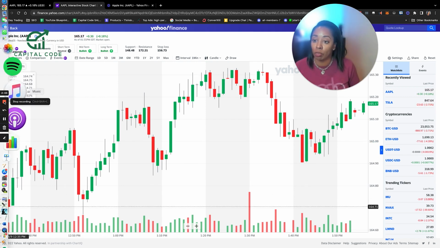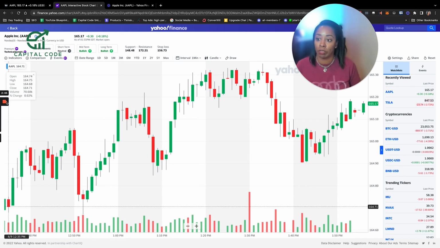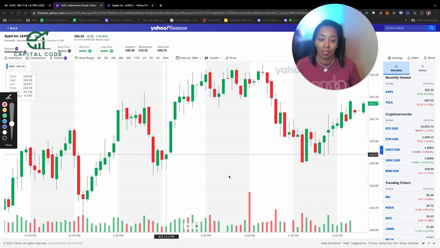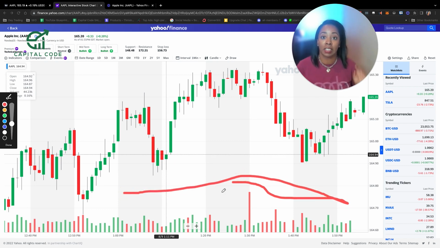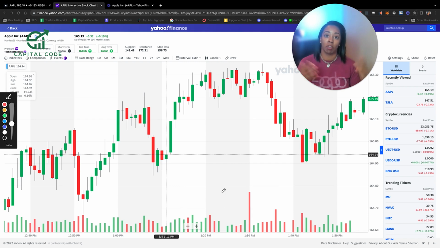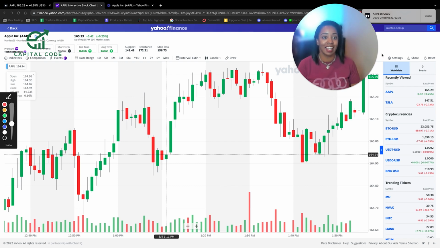And before we move over to TradingView, I want to show you really quickly that this stuff down here is volume. Earlier we talked about the volume and how it's just a bunch of transactions that are happening. For every buyer, there needs to be a seller and vice versa. So if the candle is red, like this one right here, this tells me that on this minute there was more selling pressure than buying.